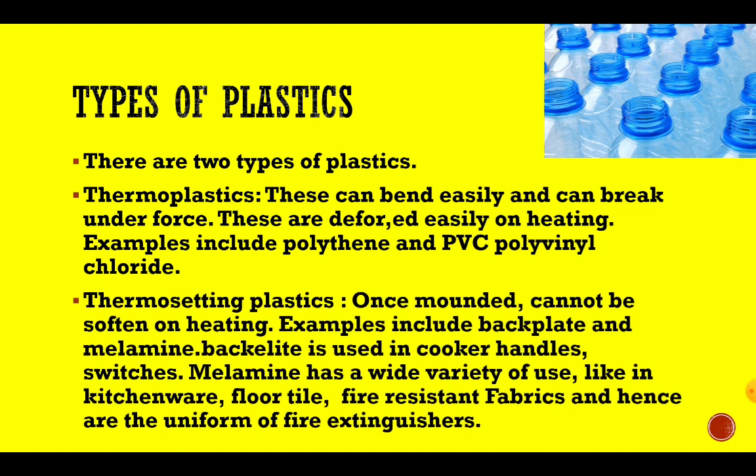The other is the thermosetting plastics. Once molded, these cannot be softened on heating, and the examples include bakelite and melamine. Bakelite is used in cooker handles and switches, and melamine has a wide variety of uses like in kitchenware, floor tile, and fire resistant fabrics. As melamine is an insulator of heat and also has a fire resistant property, that's why the firemen who help to save people caught in fire have uniforms made up of melamine.